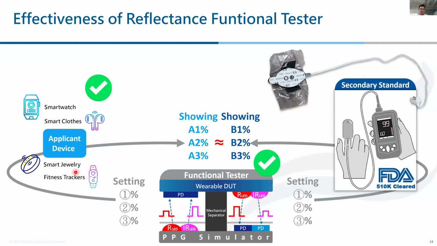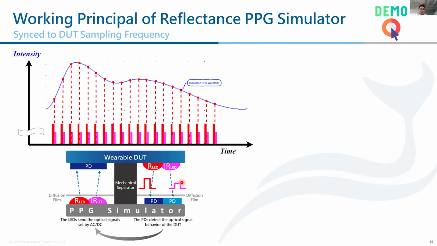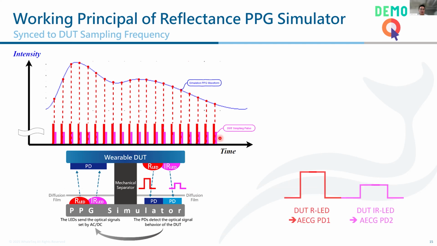This is the working principle of the reflecting PPG simulator. The wearable under test over here, imagine this is a watch, has a PD and LED, and it keeps sending LED pulses to measure the patient. Imagine, for example, I'm using a strong red and weak infrared. It will go over and over, and keep measuring the patient. And between that, you can see the LED sampling frequencies.